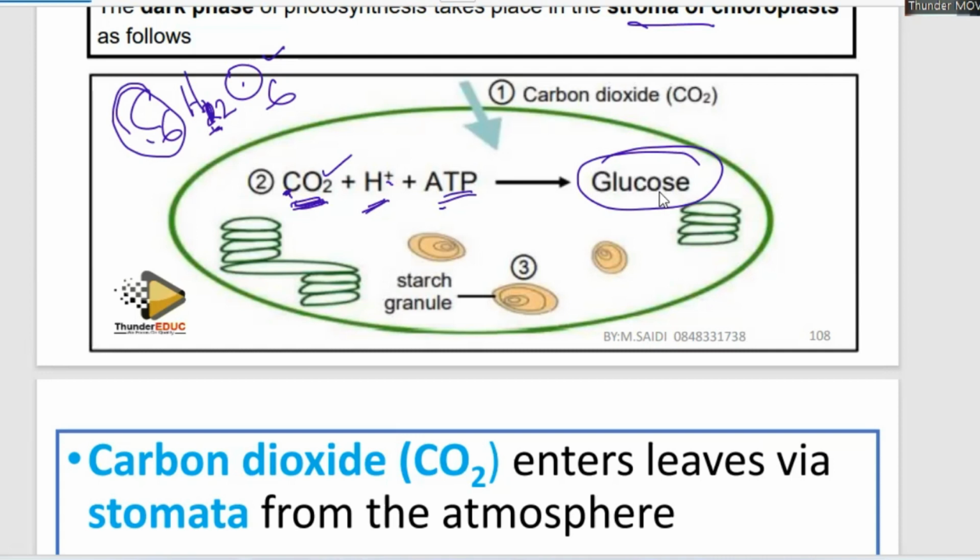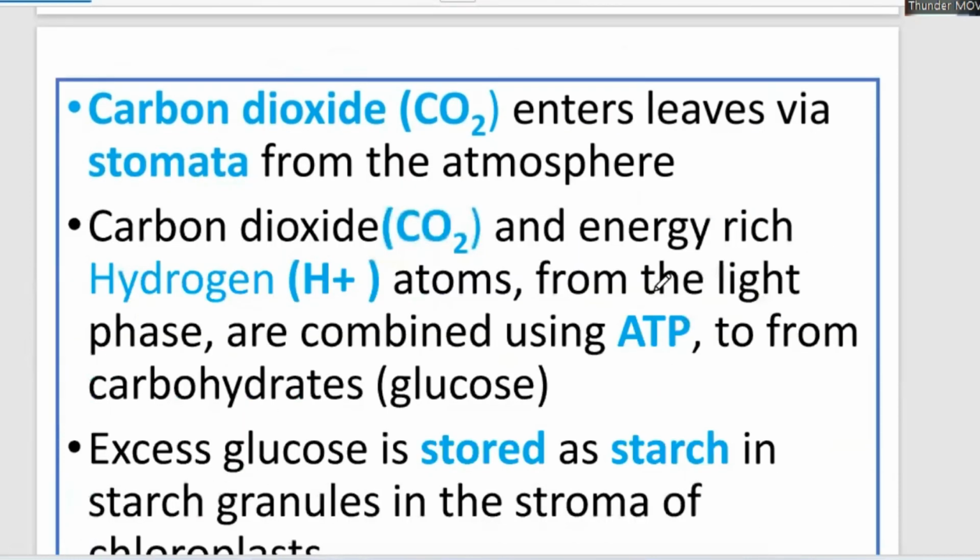In animals it is a different story. We shall see it when we go to nutrition. So this is the summary.